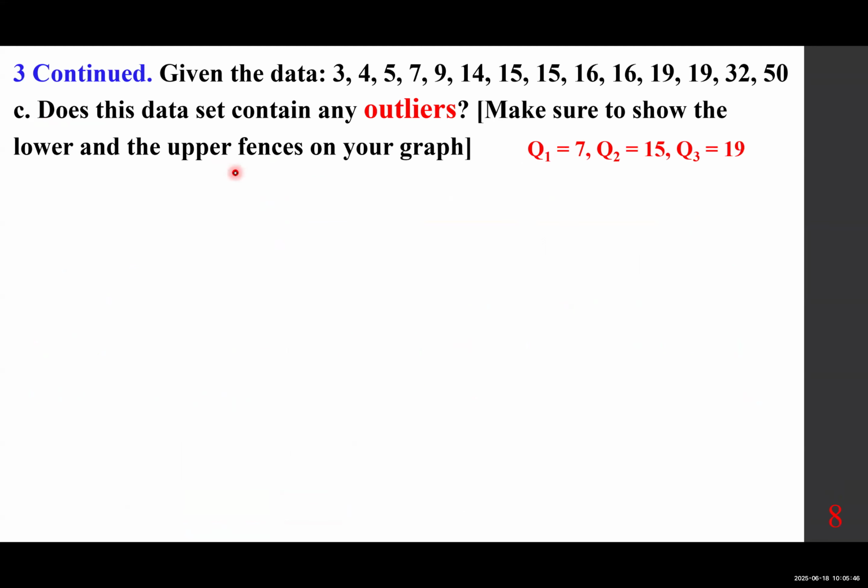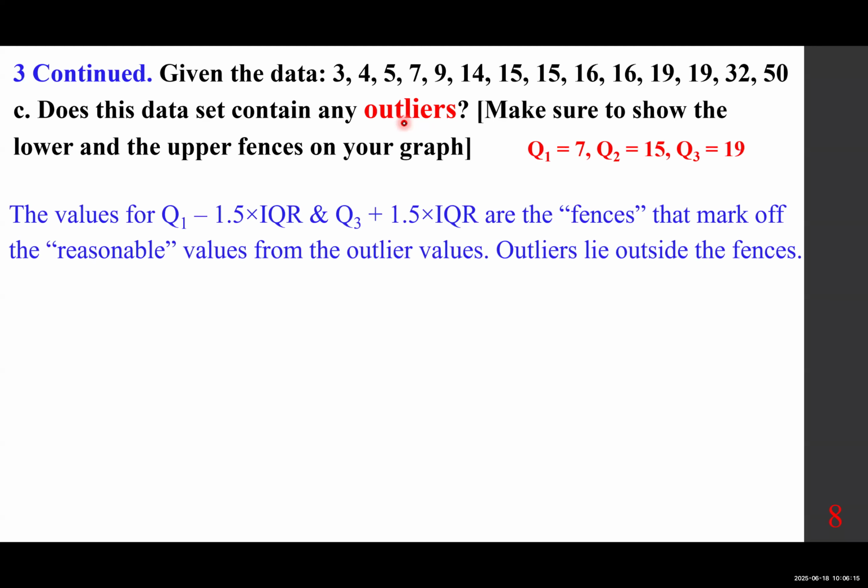So we're going to continue with the same question where we have everything from the previous page. And now the question is, does this data set contain any outliers? Well, remember, a basic definition of an outlier is a number that is way out, but how do you find it mathematically? That's what we want to discuss.